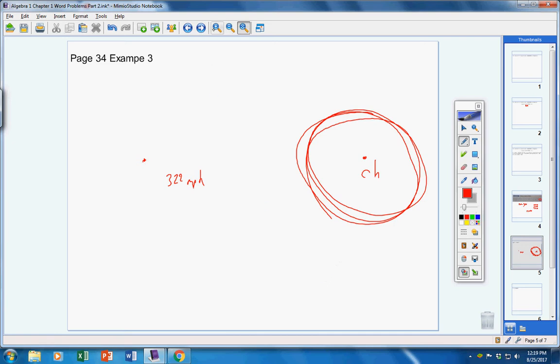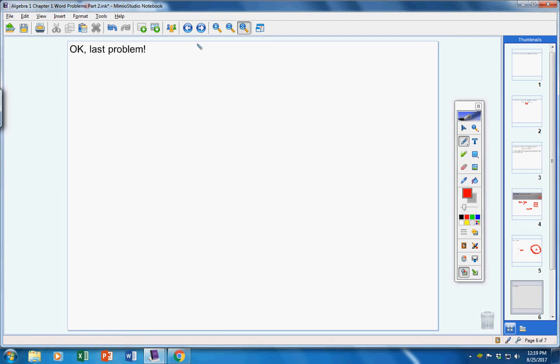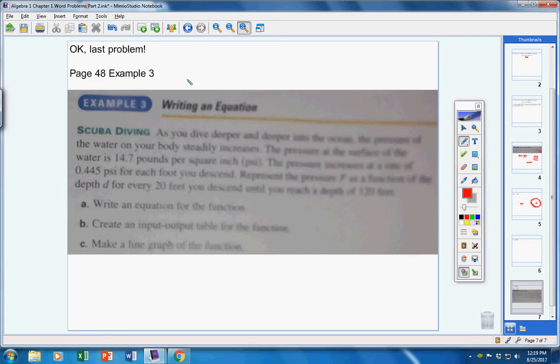Alright, okay guys, last problem. Most of your learning takes place on these homework problems with the actual homework, not the notes, okay? So here we go. This was a little blurry, so you might have to open your book to page 48 to follow along, but that's okay. So here we go, page 48, number 3.